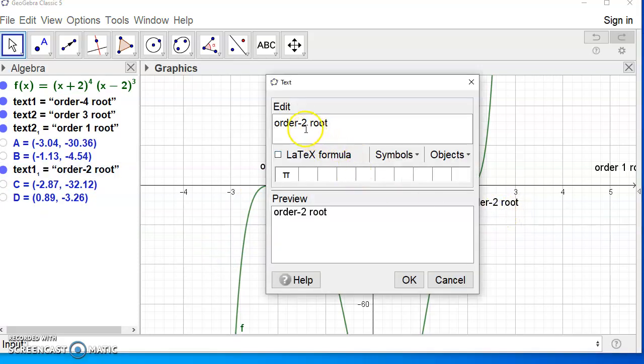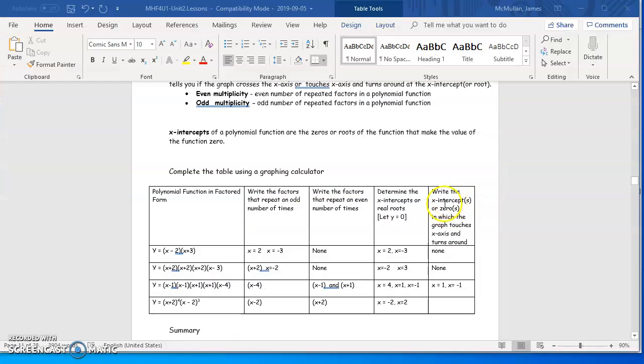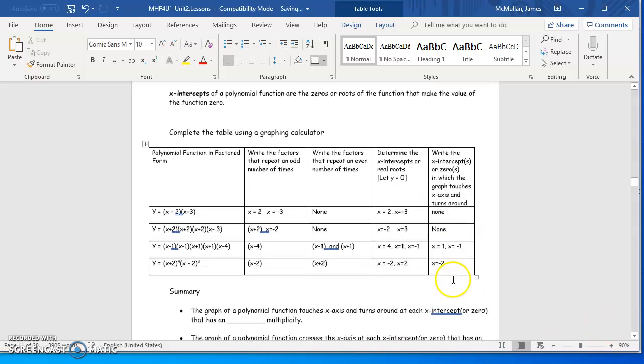Over here we have an order 3 root, and it looks exactly like the cubic does, right? It rises, flattens out, but then continues to rise. So an order 4 root and an order 3 root would be what we get there. The order 4 root is a bounce, the order 3 root is not. The order 4 root was the one that repeated an even number of times, so x equals -2 is what gives us the bounce and the turnaround.